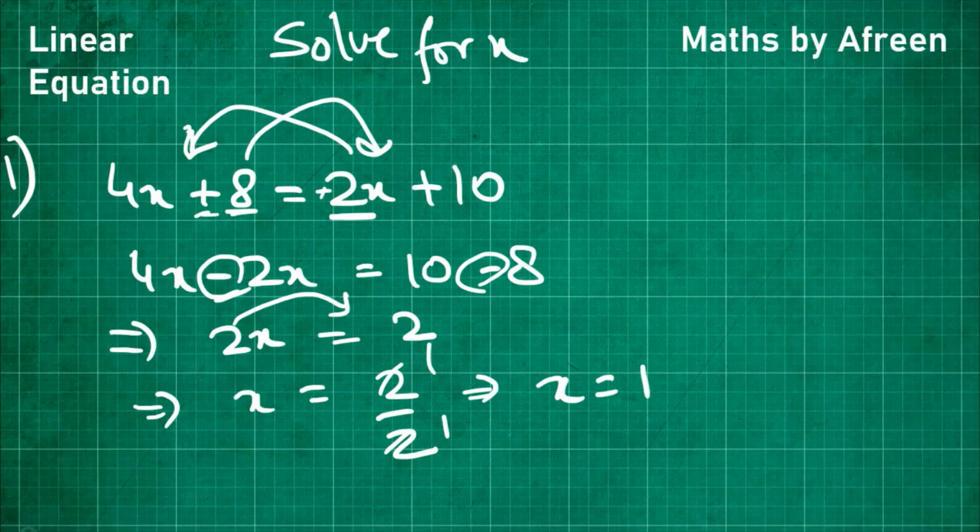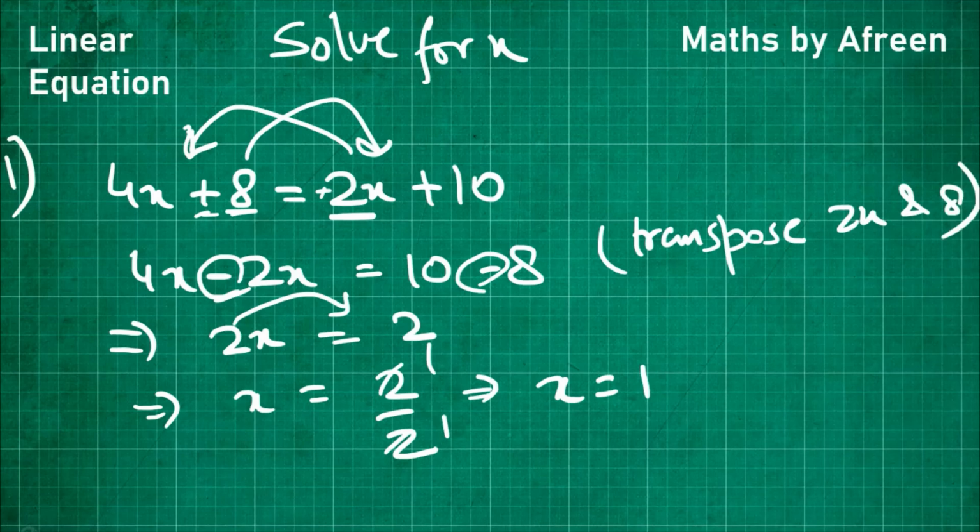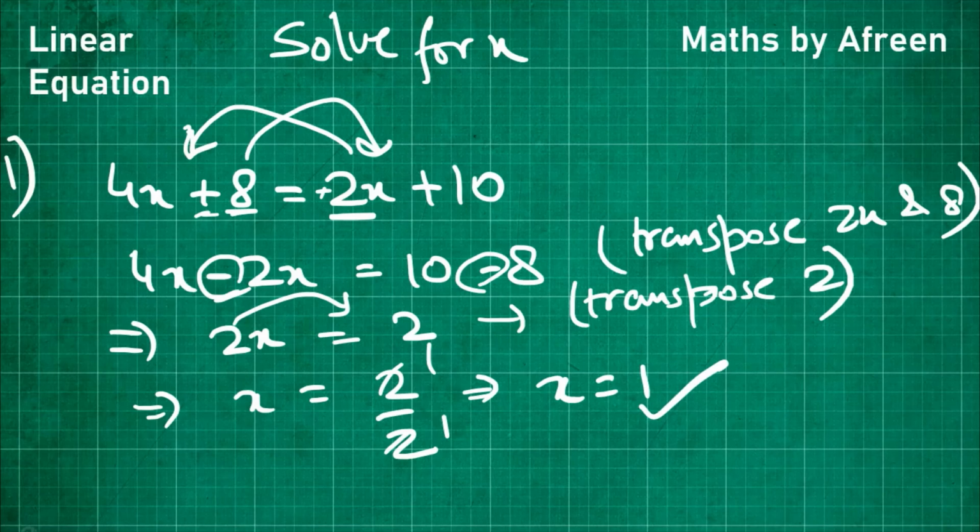You can write here like transpose 2x and 8, and here transpose 2, like this. So when we have solved for x, what value do we get? We get the value of x as 1. So x equals 1. This is our answer.